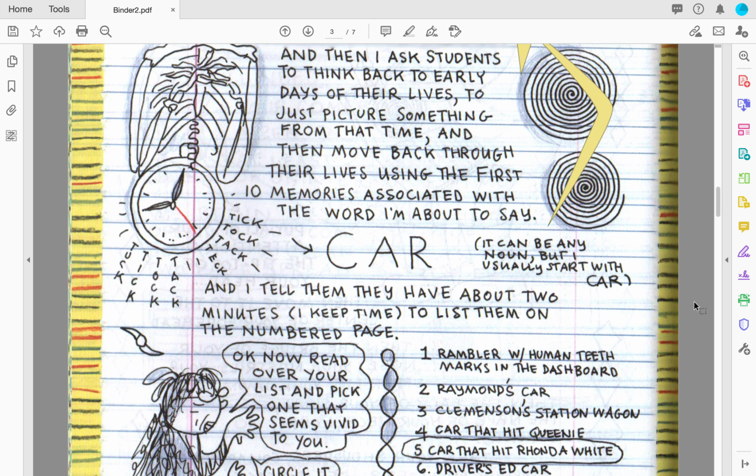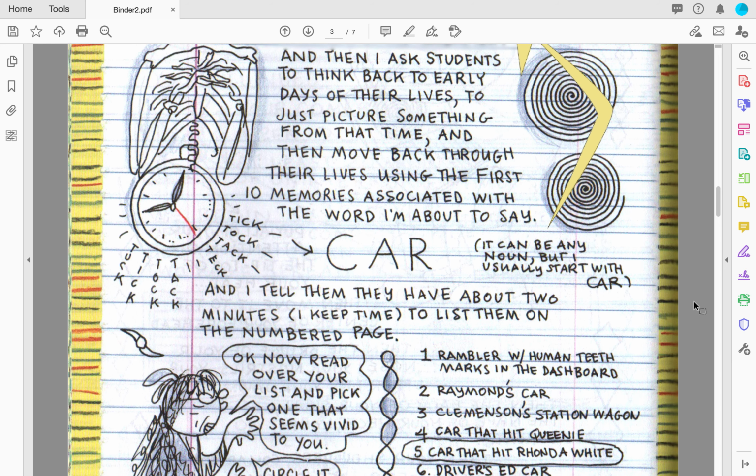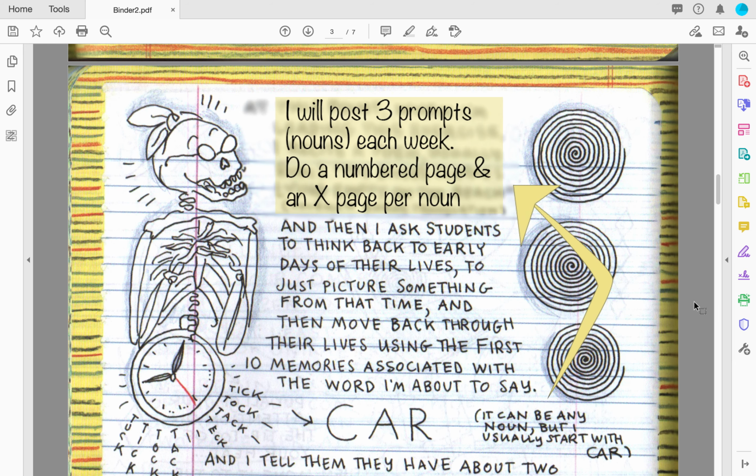So once we're done decluttering our brain for a minute, I'm going to ask you to think back to the early days of your life, to just picture something from that time and then move back through your life using the first 10 memories associated with a word that I will give you, a prompt. So we're going to start with the word car.